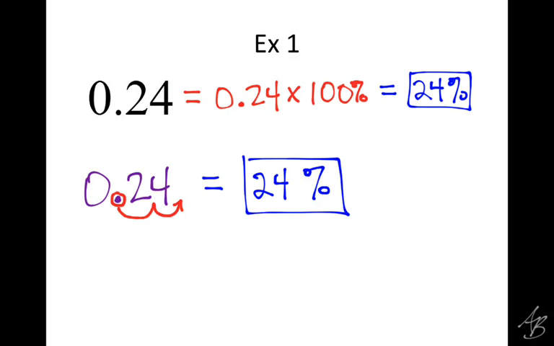All right, so either way I do it, by moving the decimal 2 places to the right, which puts it after the 4, and we get 24, or by multiplying by 100, I get the same answer.